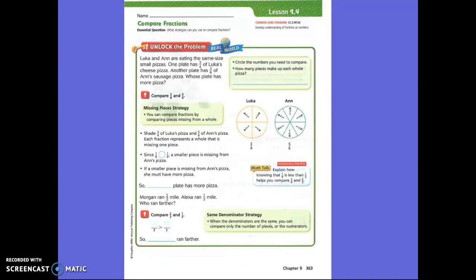Okay, circle the numbers that you're going to be comparing. And when I mean numbers, I mean fractions. Circle the fractions you're going to be comparing. Then, how many pieces make up a whole pizza?